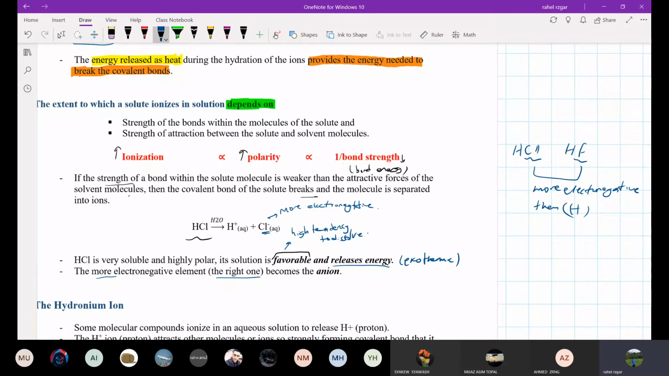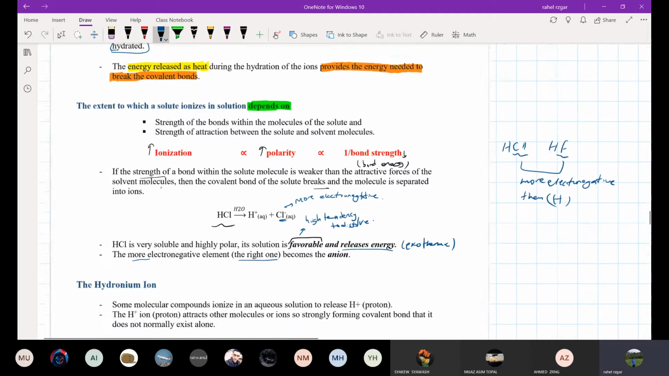The more electronegative element will become the negative. Because sometimes there is a question that will tell you which one will become the negative during ionization. You will say the one with the higher electronegativity, or the one that is more electronegative. All right. So again, if something has a low bond strength or low bond energy, the bonds can be easily broken. Then they will have a high polarity. They will ionize very well.